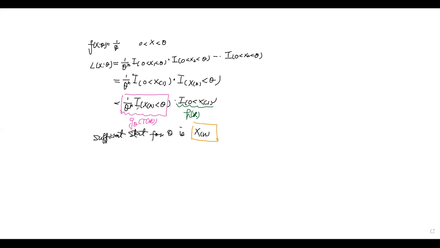How do I show this is a minimal sufficient statistic? Okay, so let's refresh our memory. In order to show a minimal sufficient statistic, we are using the Lehmann-Scheffé theorem. So what do we say here? Let's say you consider a likelihood function.